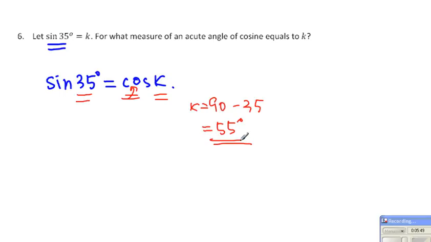Now, if you have a calculator, you can actually check it. Put sine of 35 and then cosine of 55 and see what happens. You will realize that those values should be the same.